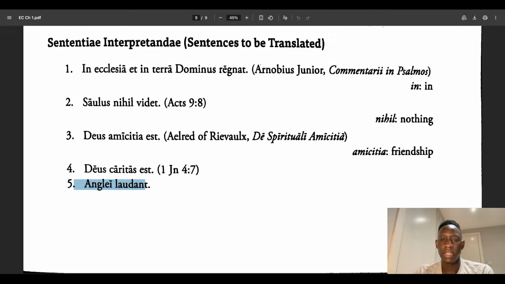Okay, I'll do one final exercise. I'll go over a few sentences in Latin with their English equivalents each.